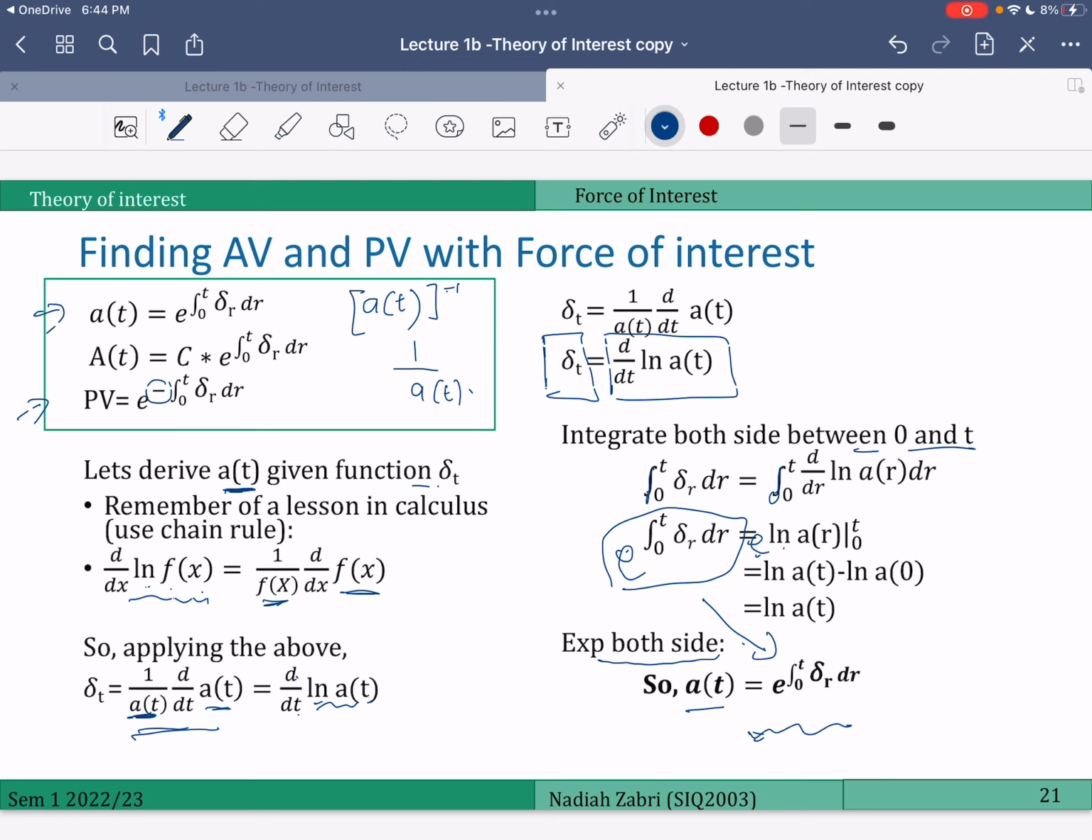The accumulation function of t equals the exponential of the integration of delta between 0 and t. This is just to share with you the concept, but I wouldn't ask you to prove this. I will just ask you to use this relationship.